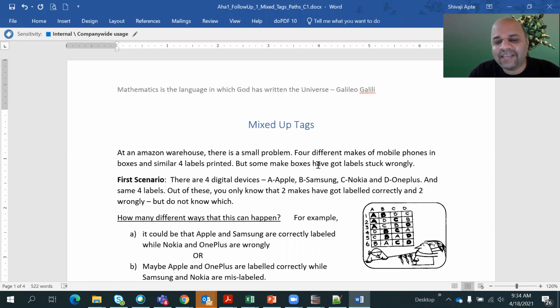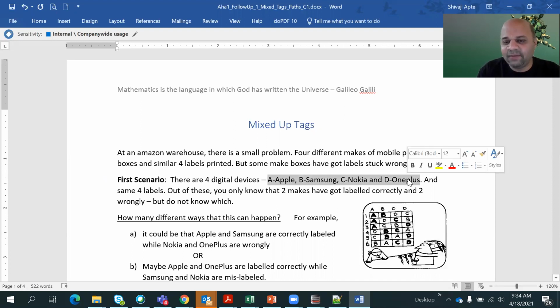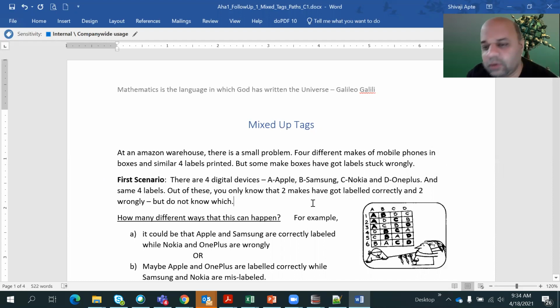We will call them ABCD for simplicity's sake, but actually A is Apple, B is Samsung, C is Nokia, and D is OnePlus, right? I think you are familiar with all these phone makers. So we will always treat Apple as A, Samsung as B, Nokia as C, and OnePlus as D. Okay, so there are these boxes with the phones, and there are also labels. Because they have to put the label on the box and then deliver it, right? So they print it. Some problem is there.